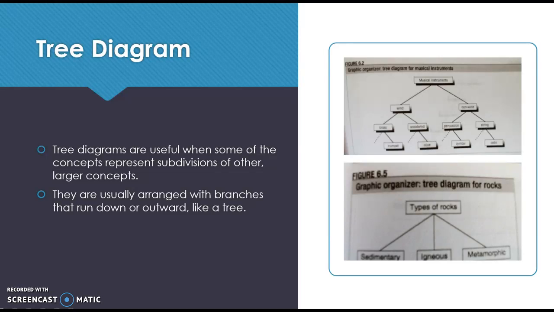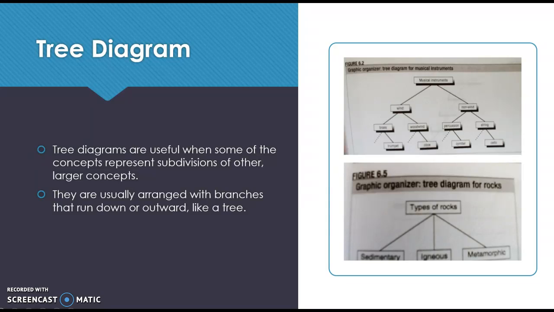Finally, the last graphic organizer that I will be discussing is the tree diagram. Tree diagrams are usually used when some of the concepts represent subdivisions of other larger concepts. They get their name because of the way that they branch out like trees. Tree diagrams are useful because they help students make connections, and then educators can use them in assessments to see if the students are able to make the connections and if they're actually understanding.